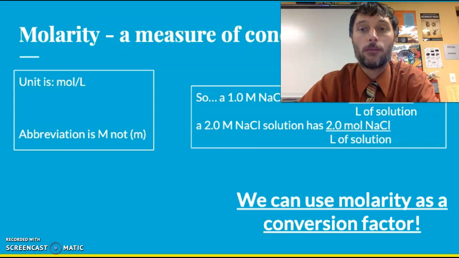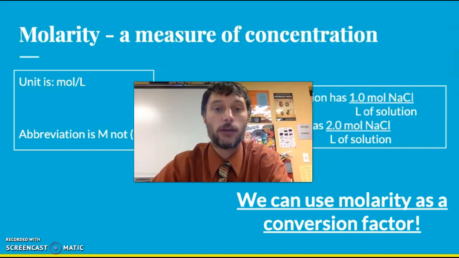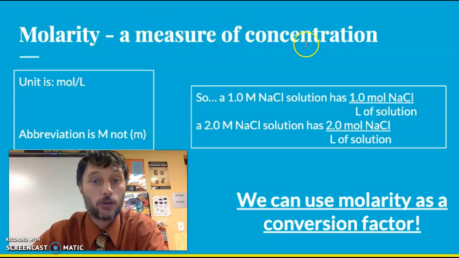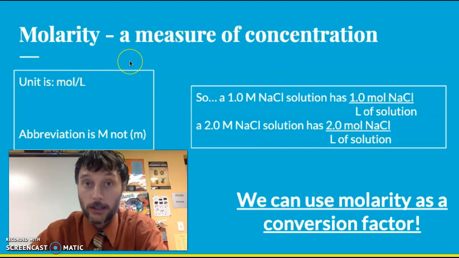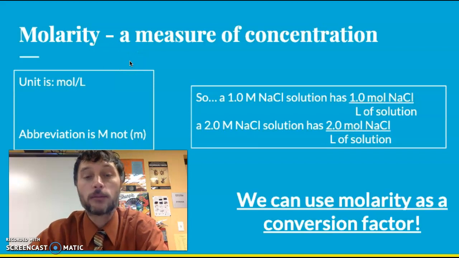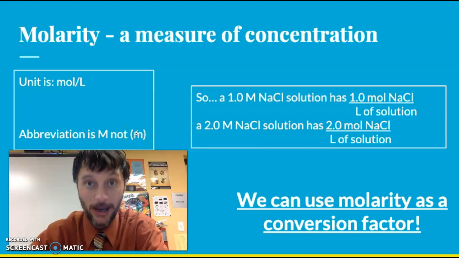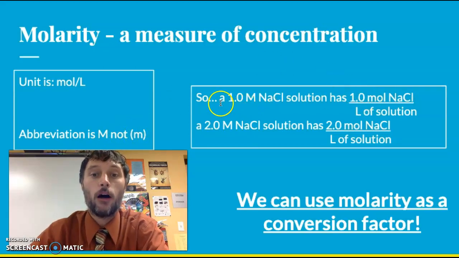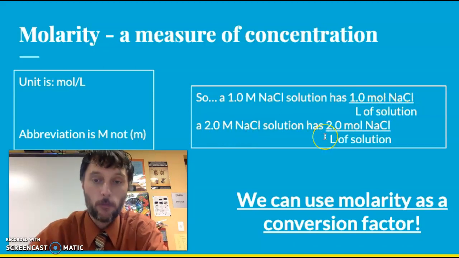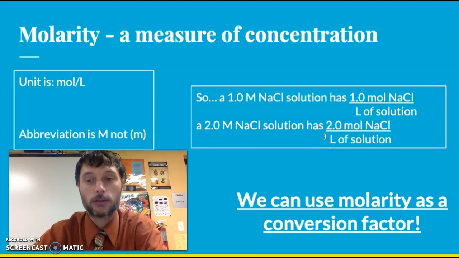So, again, let me move so you have room to read it. Molarity is a measure of concentration. The unit is moles per liter. So we're going to need to be able to calculate moles, maybe from grams. And notice the abbreviation here is capital M, not lowercase m. We already have a lowercase m. That's mass. So a 1 molar NaCl solution has 1 mole of NaCl per liter. A 2 molar has 2 moles per liter. So you see how the molarity works.